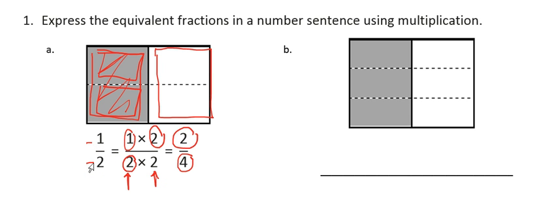Another way to look at this is we multiplied the number that made up the whole by 2, and we multiplied the number of pieces shaded by 2. Now the size of the pieces changed, but we're looking at the number of the pieces that make up the whole and make up the shaded portion. Let's look at another example.